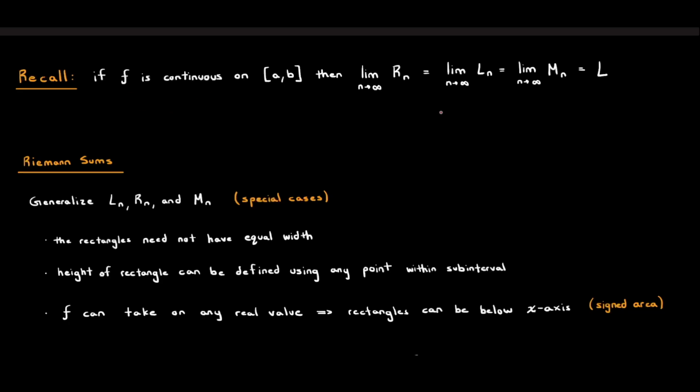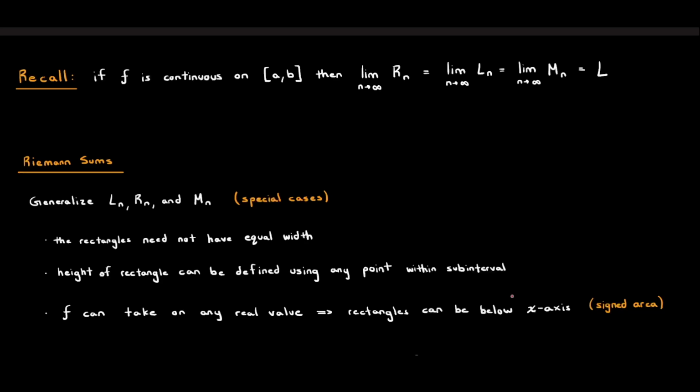And what I told you before is that these endpoint approximations and midpoint approximations are special cases of something called Riemann sums. So a Riemann sum is more general. It's going to relax some of the conditions. For instance, the rectangles do not need to have equal width. So you can create rectangles of different widths. Also, as I hinted at before, the height of every rectangle can be defined using any sample point within the subinterval. So you don't necessarily have to use the left endpoint or the right endpoint or the midpoint function value. You can use any sample point within the subinterval and take the function value at that sample point to be the height of the rectangle.